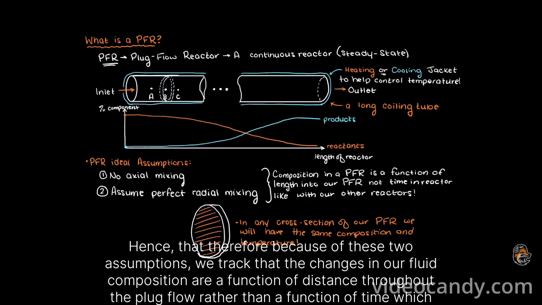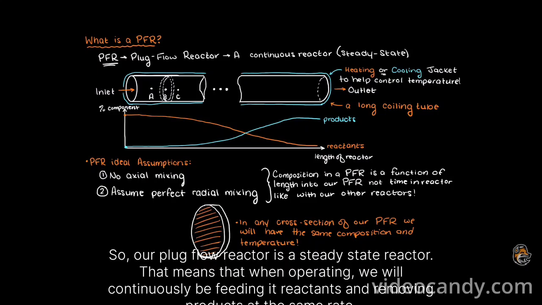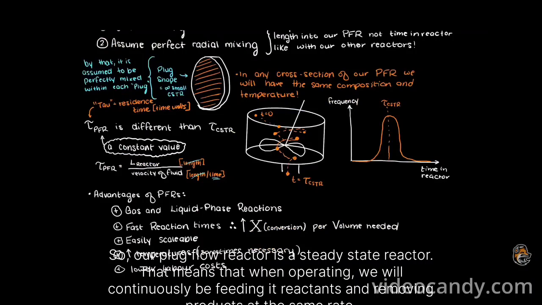Therefore, because of these two assumptions, we track that the changes in our fluid composition are a function of distance throughout the plug flow rather than a function of time, which generally happens in batch, semi-batch or CSTR. So, our plug flow reactor is a steady state reactor.